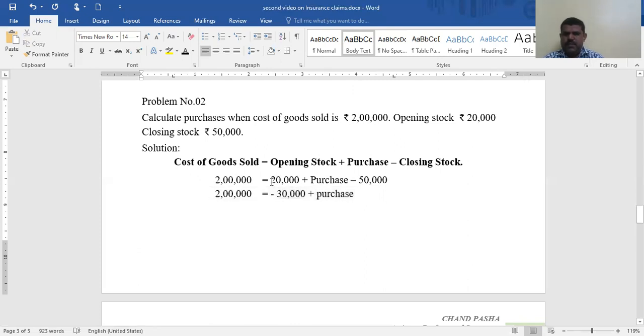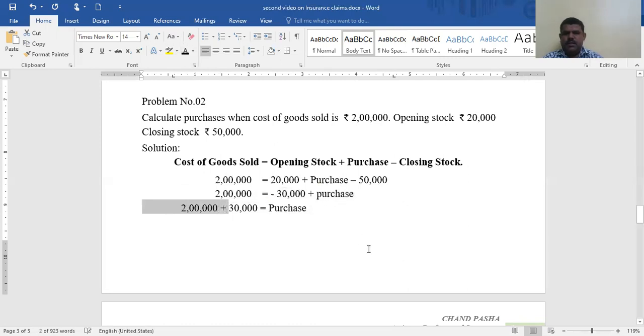First try to simplify these two items. 20,000 minus 50,000. Since the 50,000 sign is more, we are writing it as minus 30,000 plus purchases. Then move on to the next step. Simplify further. That is, bring this minus 30,000 to the other side.